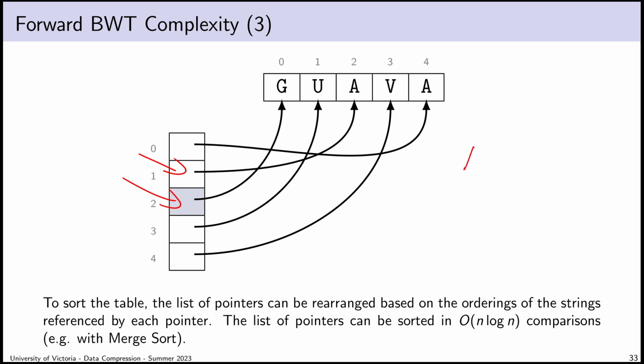Okay, well that means that row 1 is A, V, A, G, U as before, and row 2 is G, U, A, V, A. And when I compare them, of course, this comes out as being lexicographically smaller. And row 0, just to illustrate further, is the string A, G, U, A, V, which is lexicographically smaller than A, V, A, G, U. So I am able to perform the sorting.